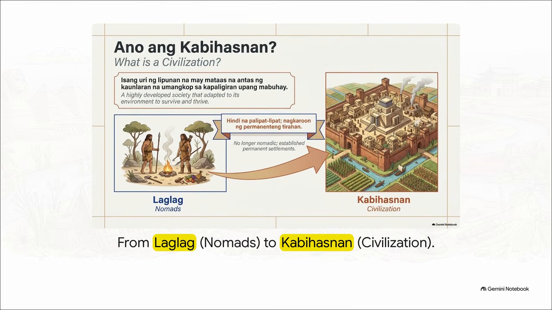It's really a massive historical shift. Think about lagleg. That's the Tagalog word for nomads. You've got small groups gathering around a simple fire, constantly on the move just to find food. But then there's this huge transition to kabihasnan. Staying in one place changes everything. They aren't nomadic anymore. They've established permanent settlements with massive walled cities, incredible temples, and organized farmlands. It's a total game changer.